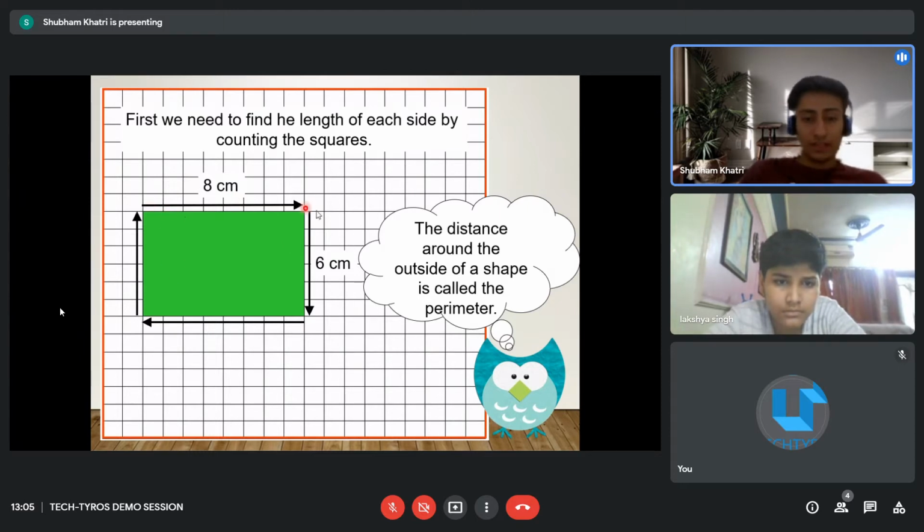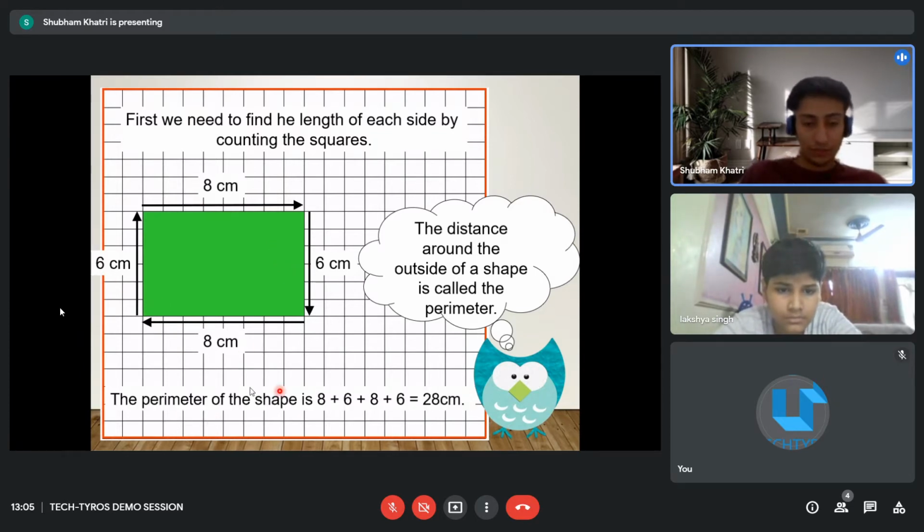So if it is a rectangle, an even figure, the length over here shall be the same over here also. See, it is 8 over here, and if it is 6 over here, it will be 6 over here. So the total sum of 8 plus 6 plus 8 plus 6 is the perimeter. The perimeter of this shape is 8 plus 6 plus 8 plus 6, that is 28 centimeter.